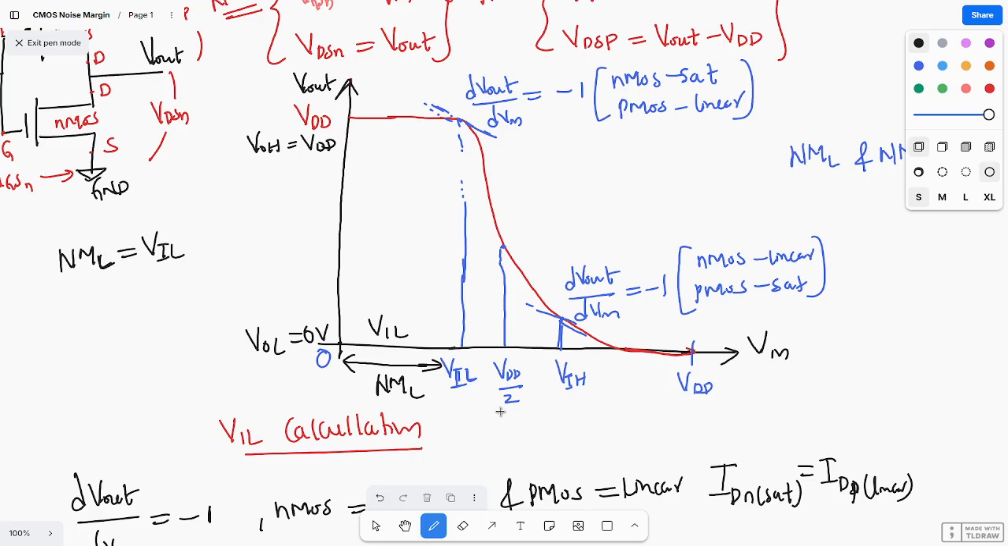And NMH, this value is nothing but NMH, noise margin high. The difference is VDD minus VIH. So noise margin high equals VDD minus VIH. Like this you need to find the noise margin low and noise margin high for this CMOS inverter, using VIH and VIL.